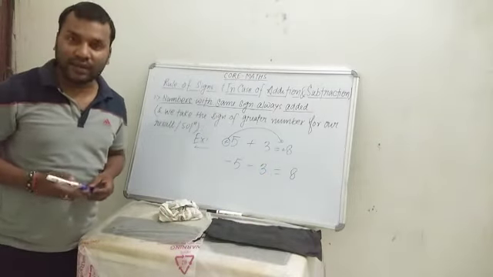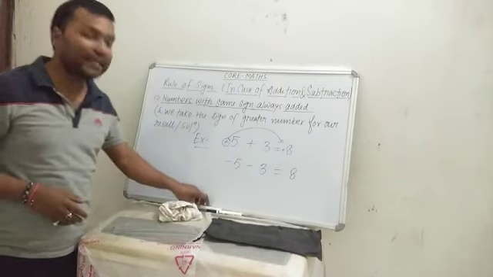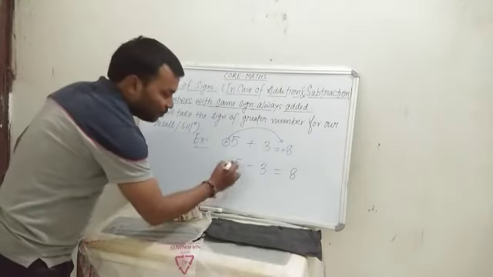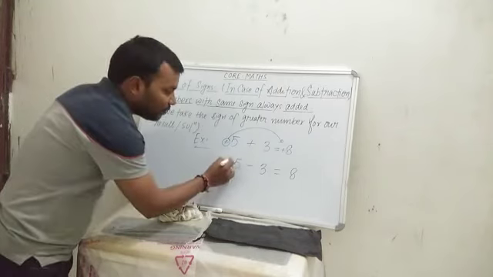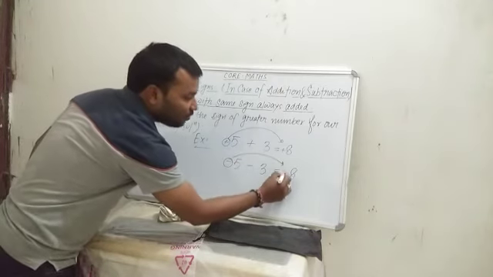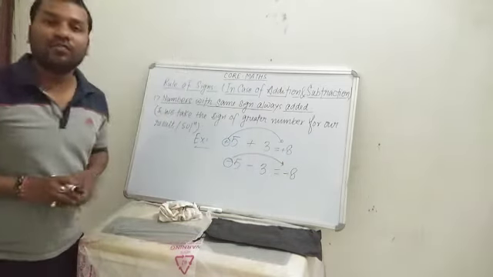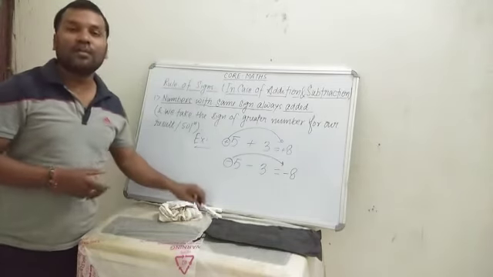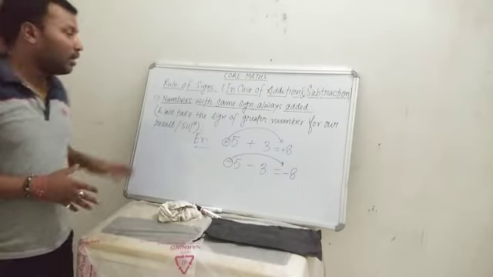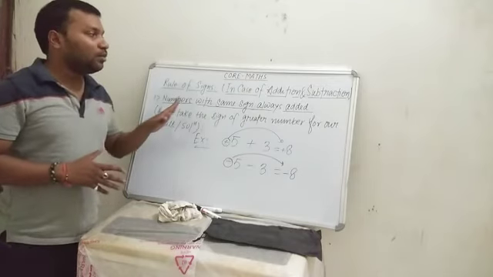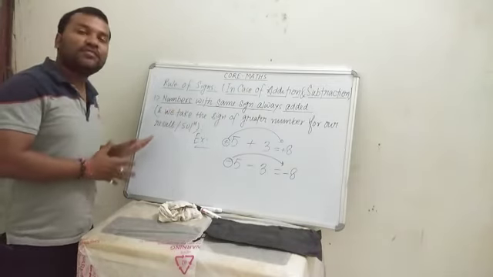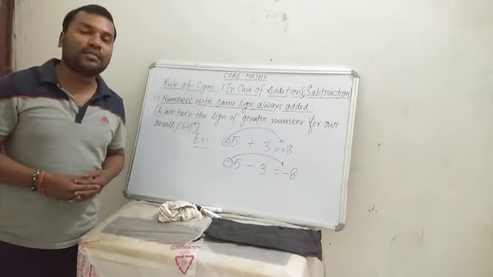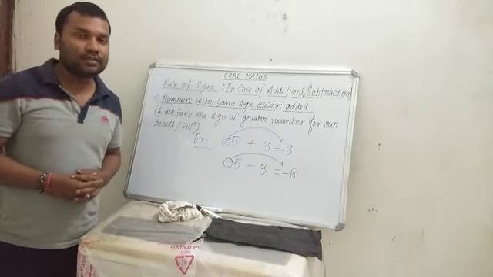Now, what about the sign of 8? As we know, we always take the sign of the greater number. Which one is greater here? 5 is the greater number. And what is the sign of 5? Minus. So we will take this sign for our result. So the sign of our result 8 will be negative. So this is all about this rule. This is the first part of our rule, and in the very next section we will discuss the second part of this rule.